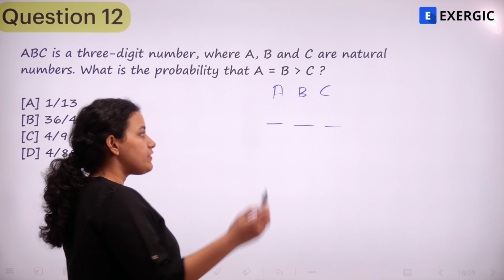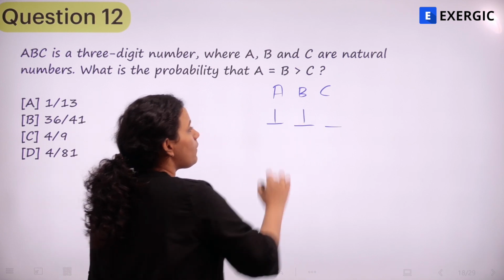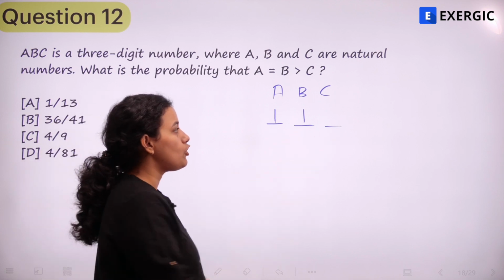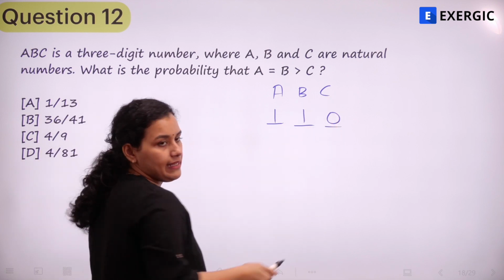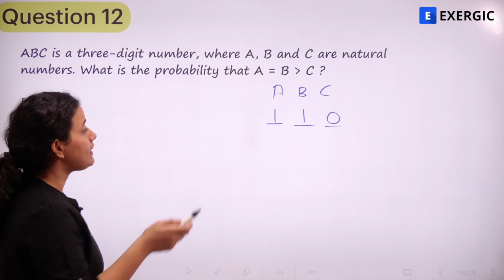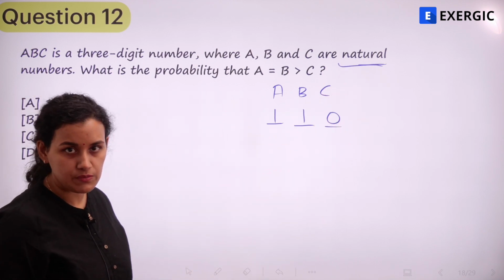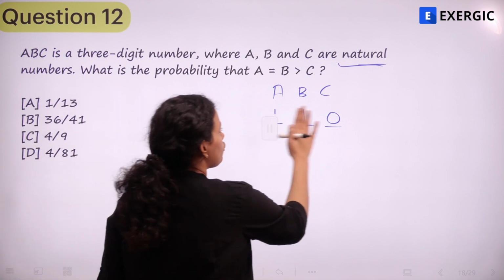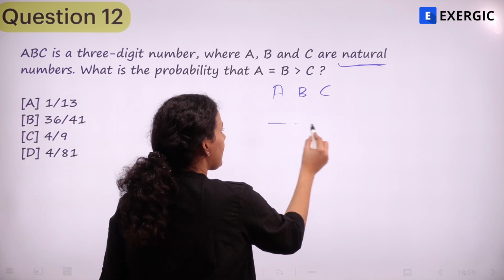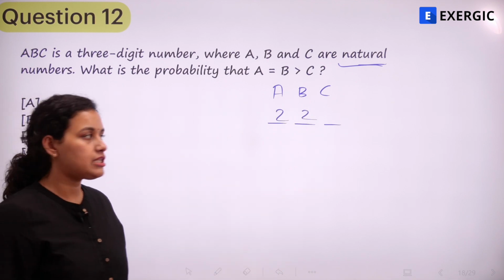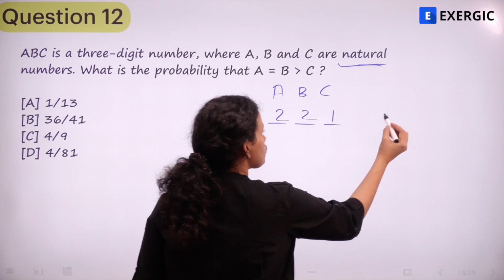So first and foremost, can this be 1? Can I take 1, 1? If this is 1 and 1, then C is going to be 0 because C has to be less than A and B. But we have been told that A, B and C are natural numbers, so 0 value is not going to be possible. So this is one case that we cannot take. The minimum value that A and B take is going to be a 2. So if A and B are 2, then C can be 1. So there is one way.